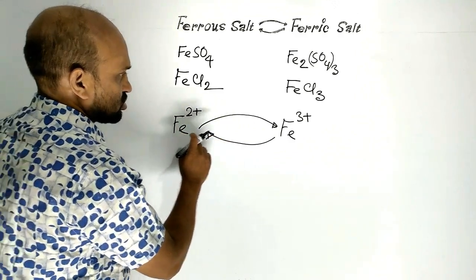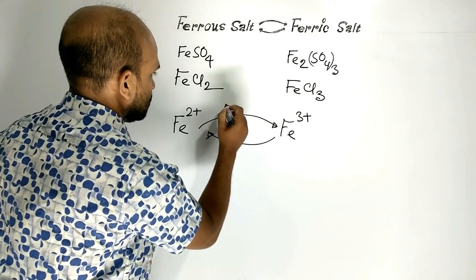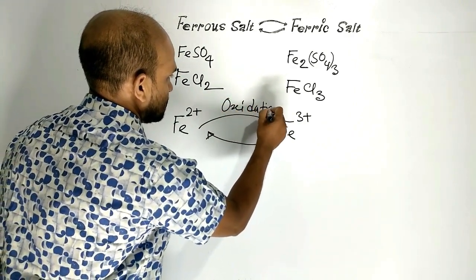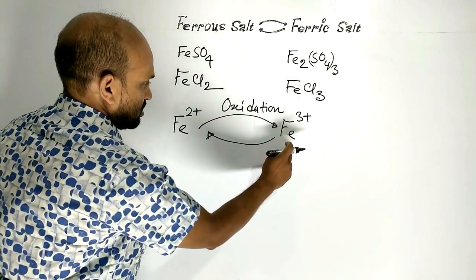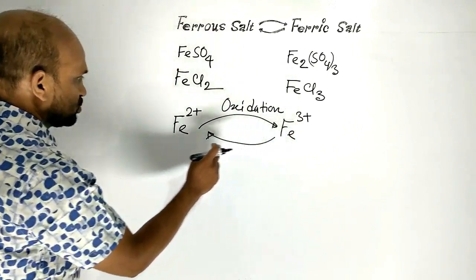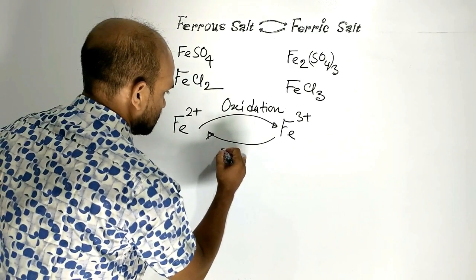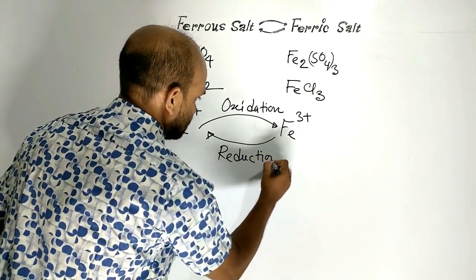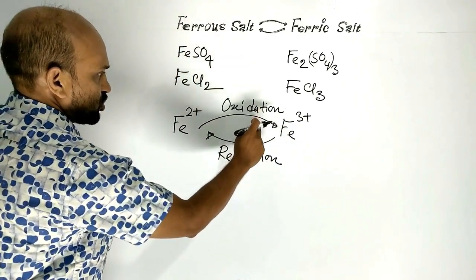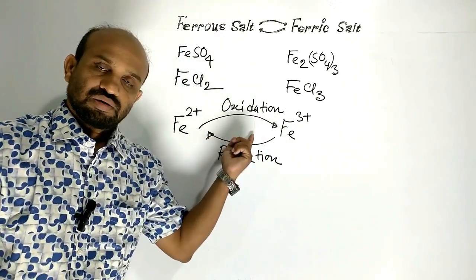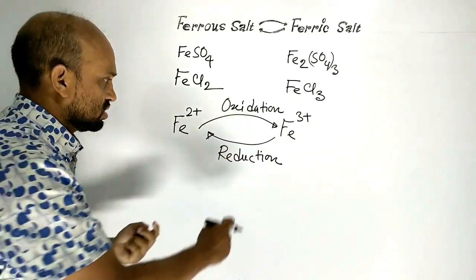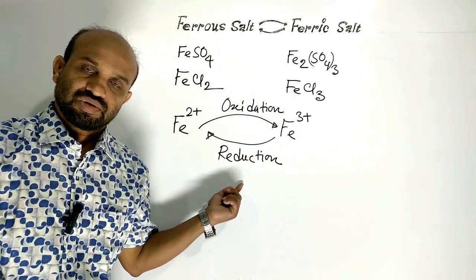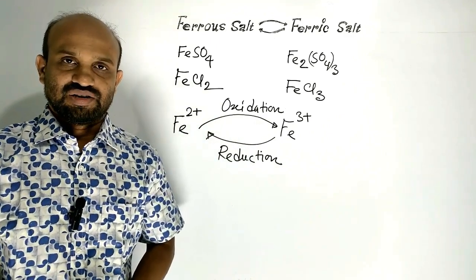Iron 2 plus is converted to iron 3 plus through oxidation, and iron 3 plus is converted to iron 2 plus through reduction. In this process, oxidants are used, but in this process, reductants are used. So let's go to the detail.